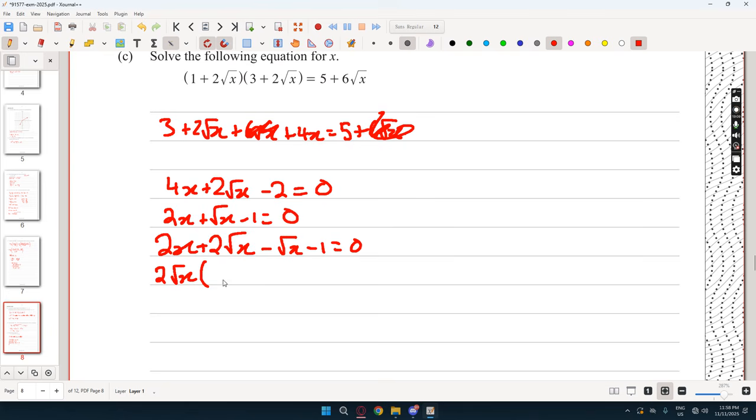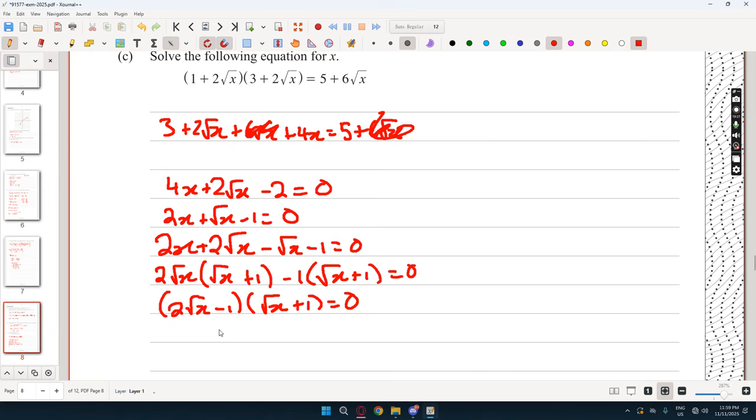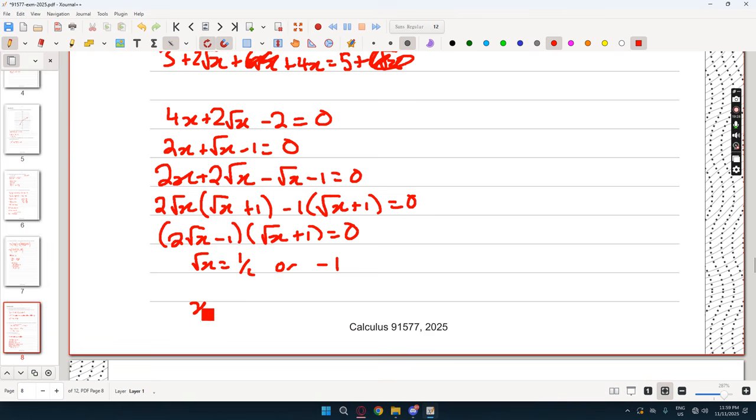2 root x times root x plus 1 minus 1 times root x plus 1 equals 0. So it's 2 root x minus 1, root x plus 1 equals 0. So the square root of x equals a half or minus 1. So x equals a quarter, or the square root of what is minus 1? I guess 1.